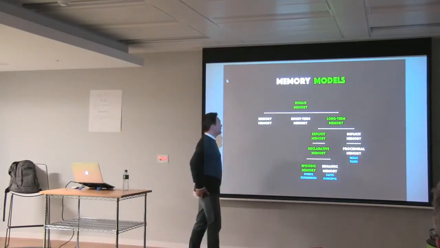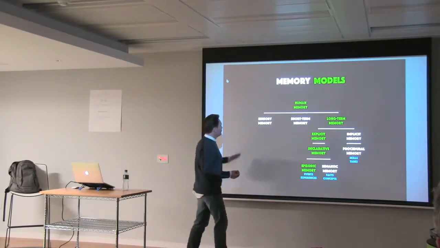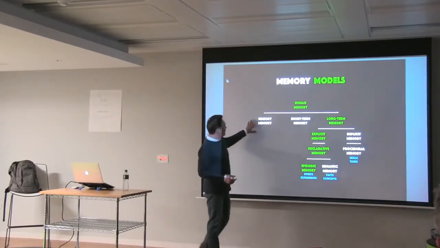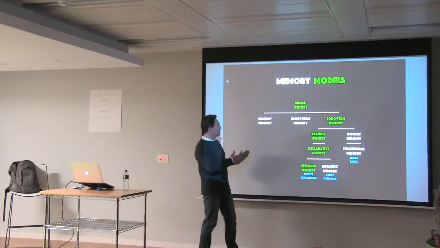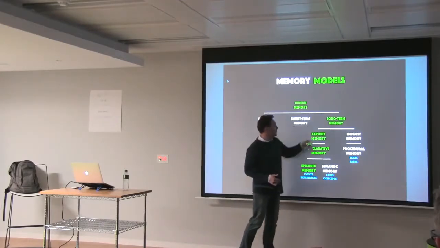So what are the memories that humans have? Human memory is divided into sensory data, which is very short-term. It's like a buffer. It comes in, and we tend to just put this in blocks. There's short-term memory, and then there's long-term memory.